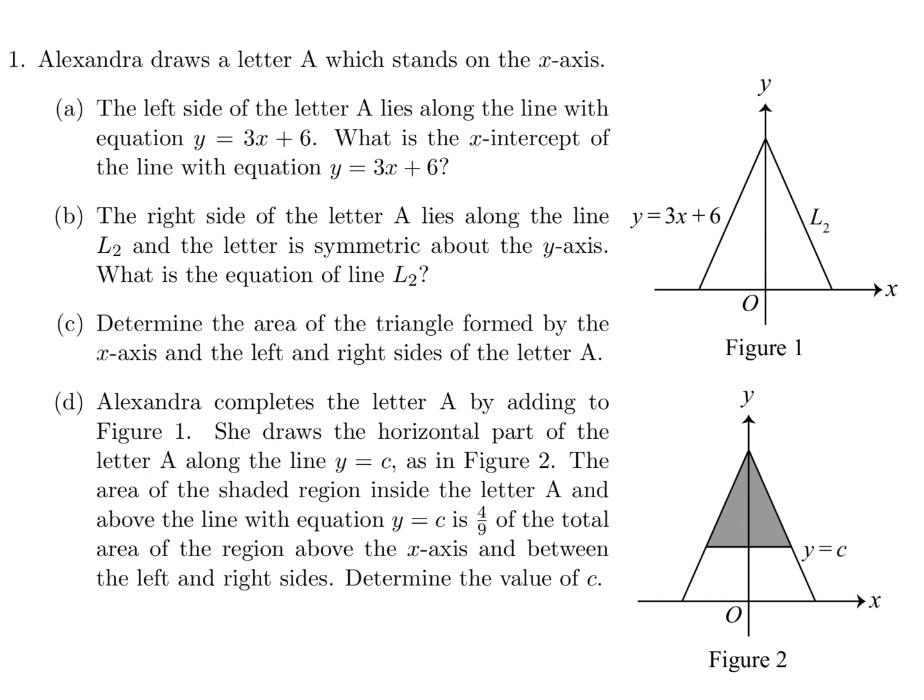Well, to get the x-intercept, you set y equal to 0, so then 0 would be equal to 3x plus 6, and therefore x would be minus 2. So I guess the point is minus 2, 0.